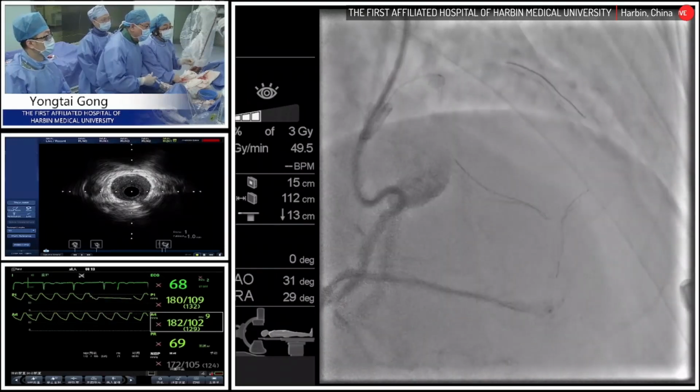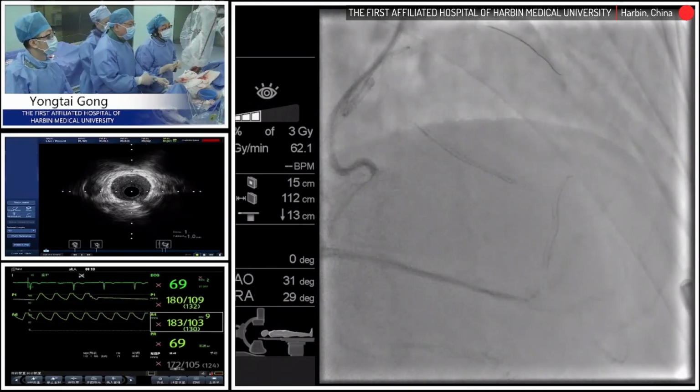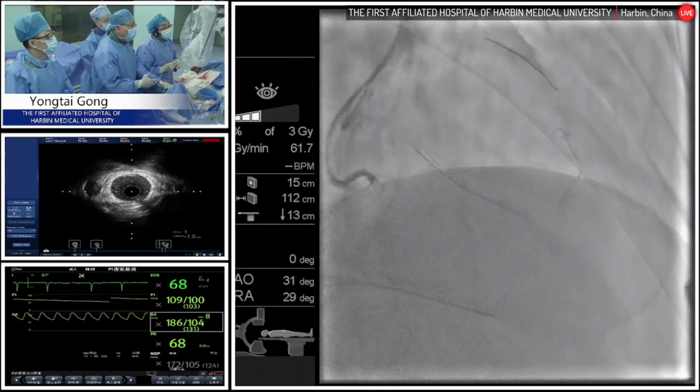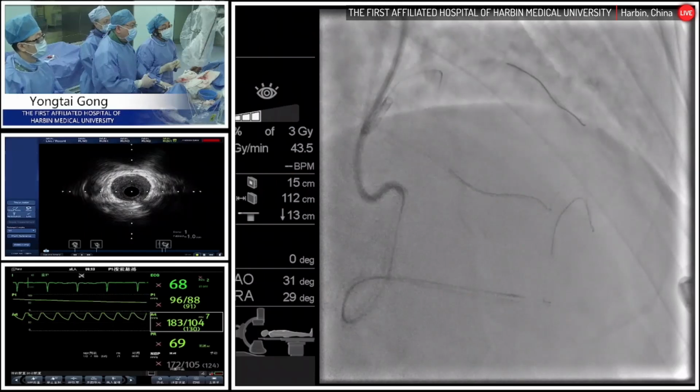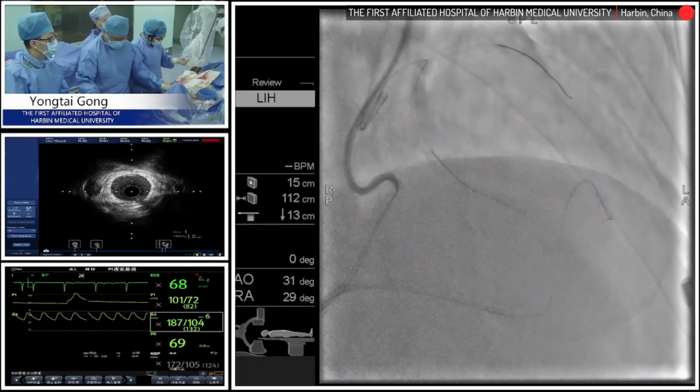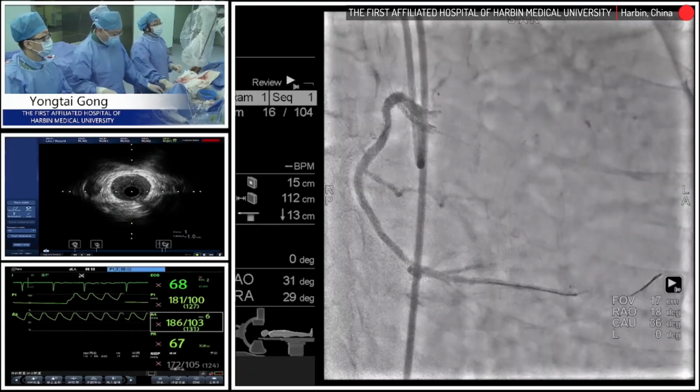I think next, Professor Gong Yongtai is going to introduce the angiography information and also the strategies for this patient. Professor Gong, are you going to introduce the angiography and also the procedure strategies for this one?